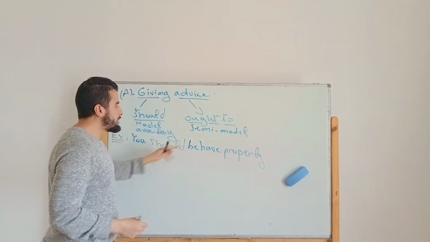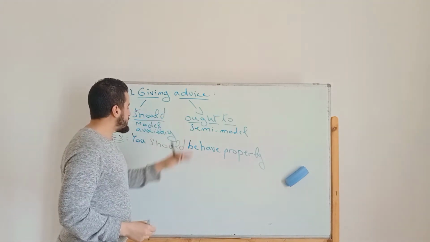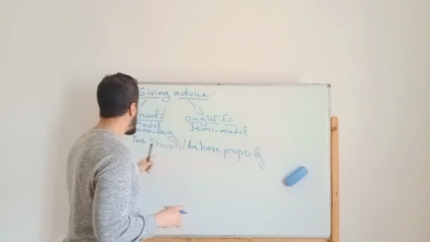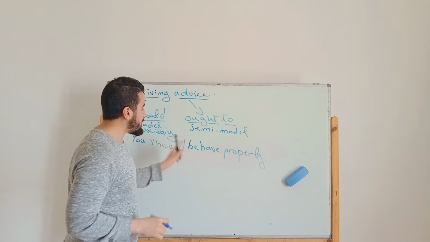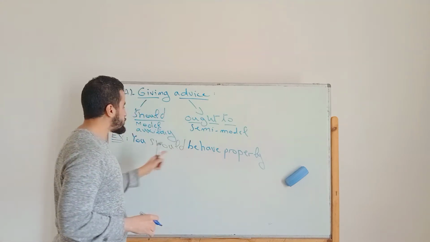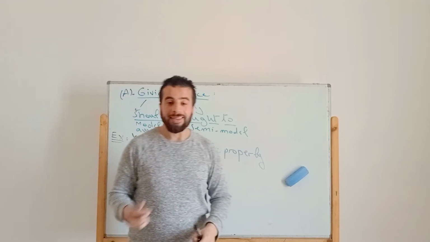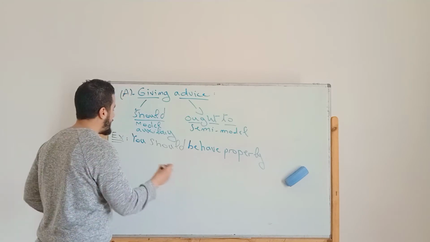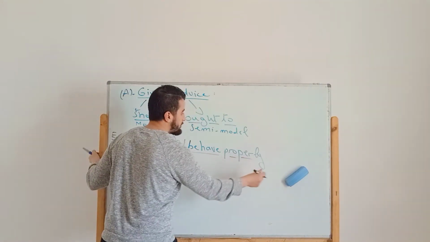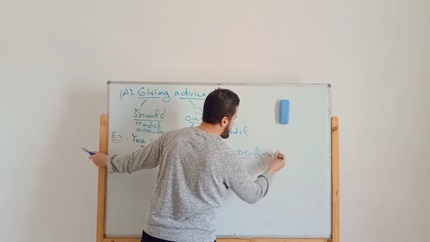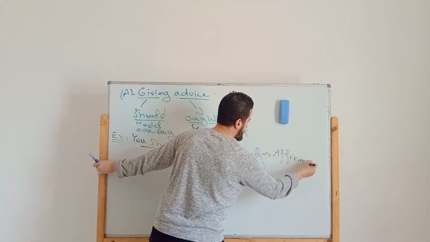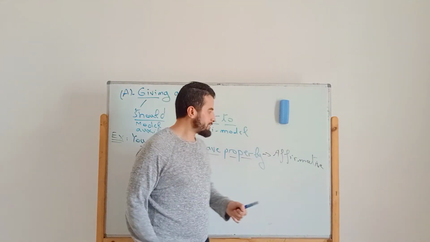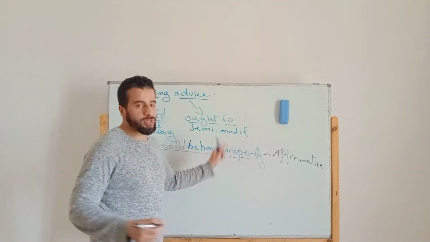Like I said, here you can switch. I mean the function of this one or this one is the same. So you can say you ought to behave properly, or you should behave properly. This kind of sentence is called affirmative. This one is an affirmative sentence. All right. In other words, a positive sentence.